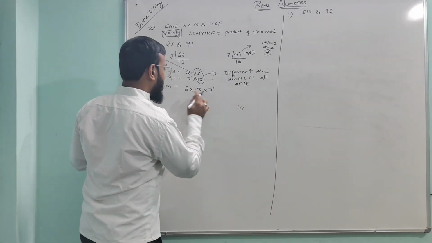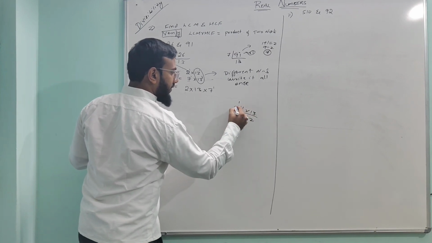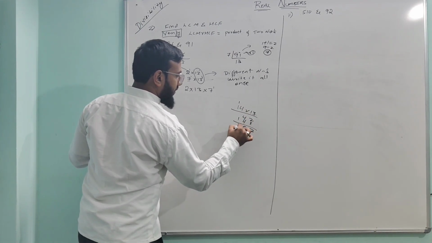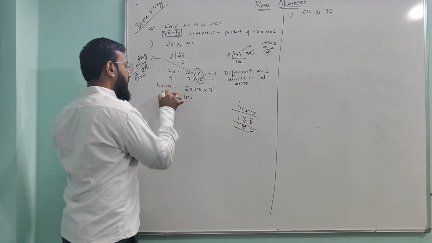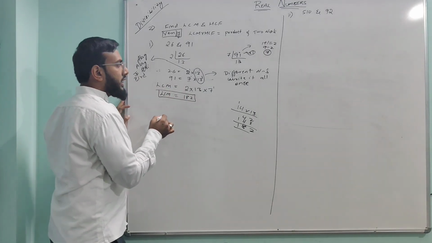Seven twos are 14, carry 1. Four threes are 12, 1 carry. Three ones are 3, four ones are 4, one one is 1. 2 plus 4, 8, 1. 182. So therefore the LCM is 182.